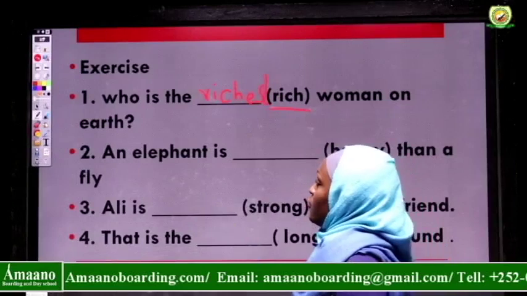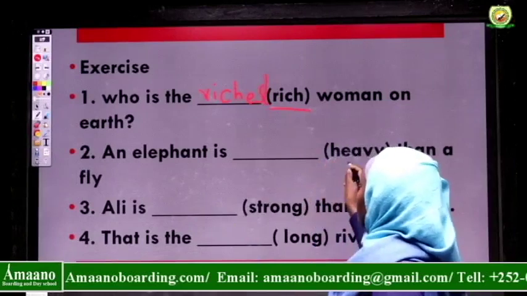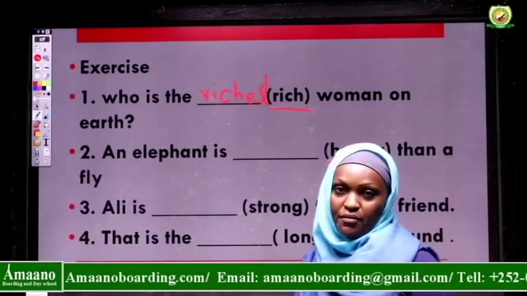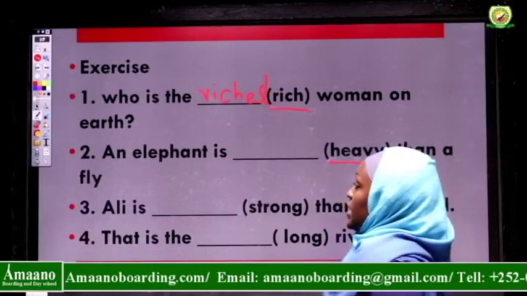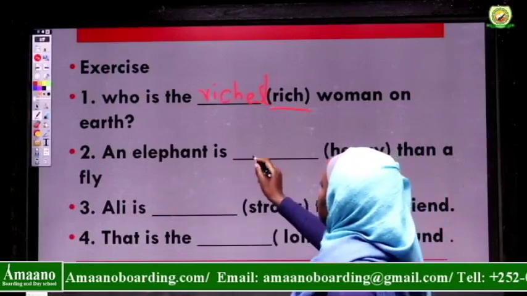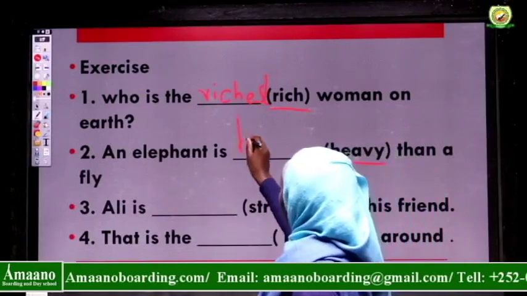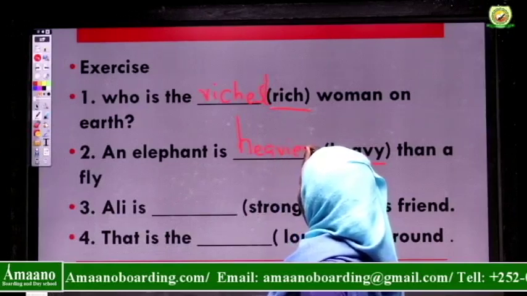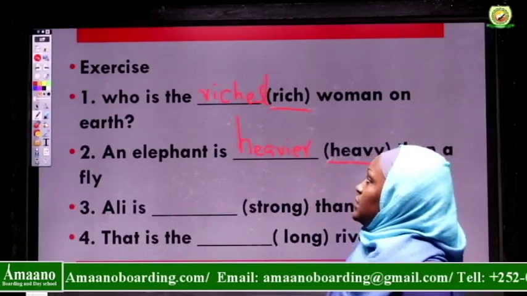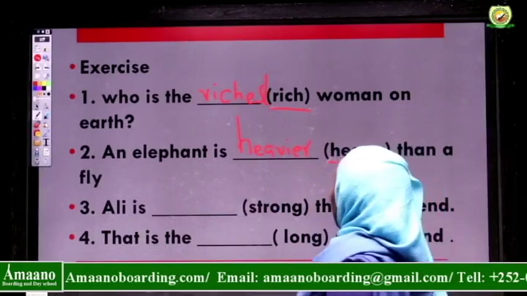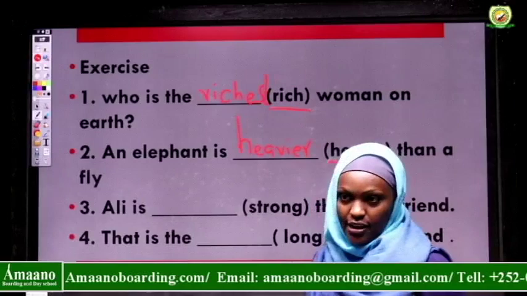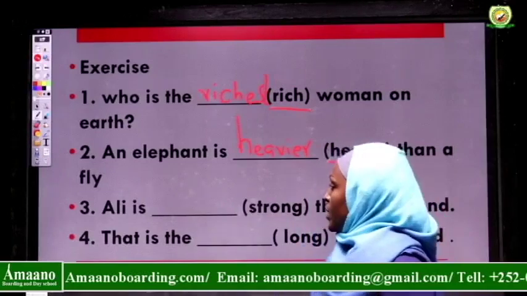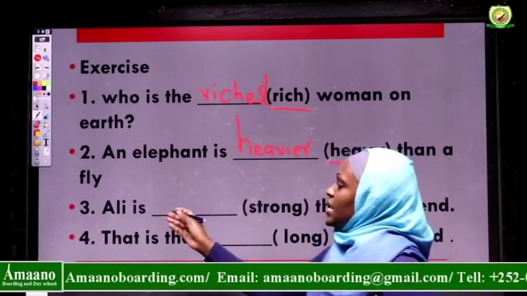So number 2, we have an elephant is dash. The adjective we are given is heavy, than a fly. So what are we going to say? We say, children, an elephant is heavier than a fly. If you check an elephant and you check a fly, which one is heavy? An elephant is heavy.